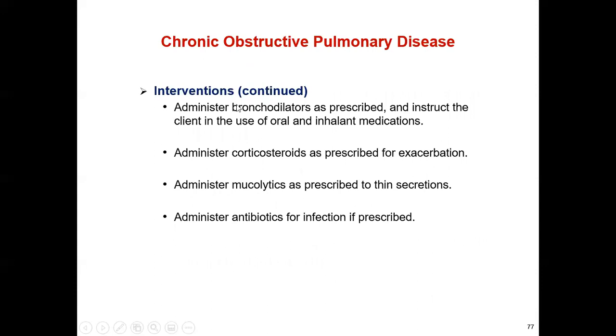Continue. Administer bronchodilators as prescribed. Bronchodilator means it is good to give them ipratropium bromide, albuterol, or salmeterol. Also steroids: administer the steroid as prescribed. Steroid oral or inhaler, like prednisolone or methylprednisolone.